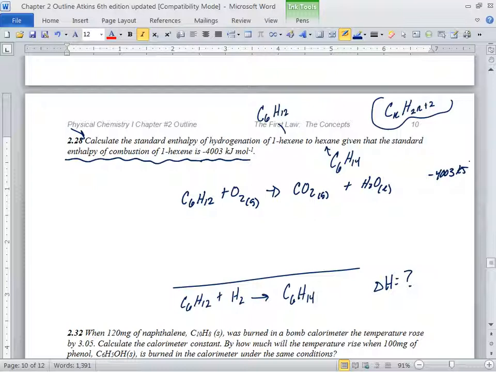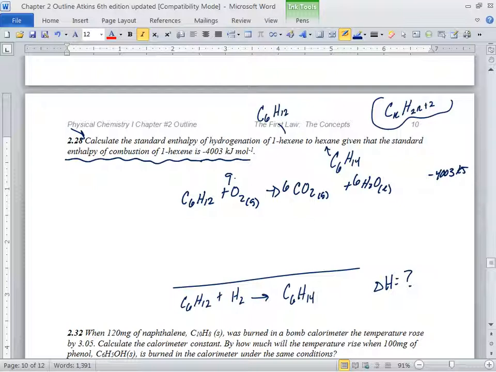How do you balance this thing? 6 here, 6 there, right? 12 hydrogens, so put 6 there. 6 oxygens and 12 oxygens is 18 oxygens, right? So you get a 9. Okay.